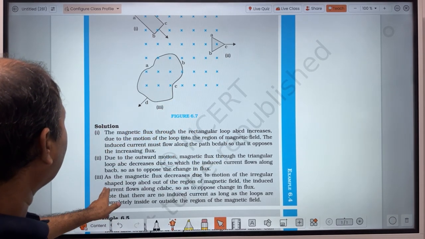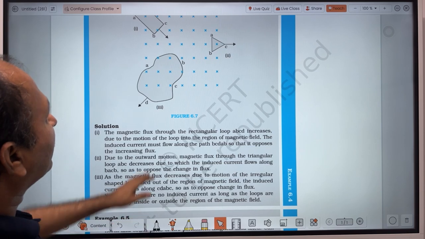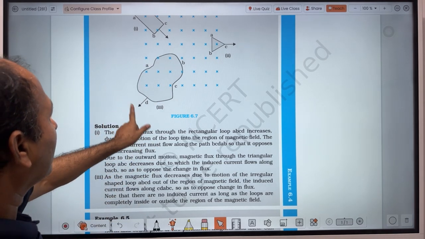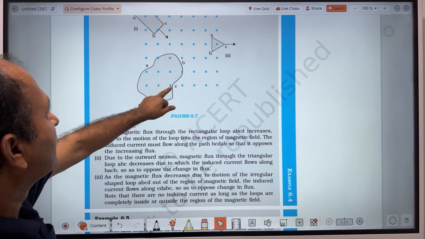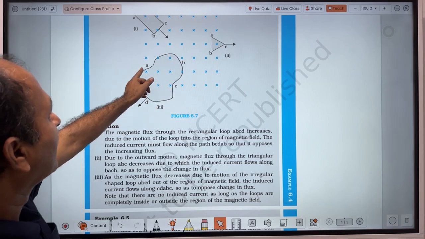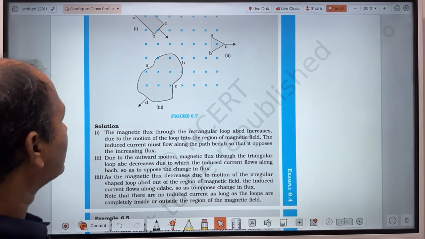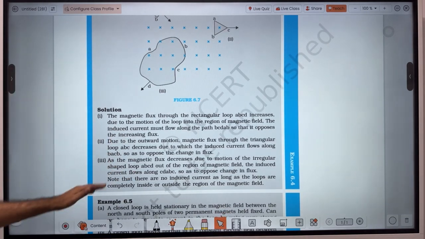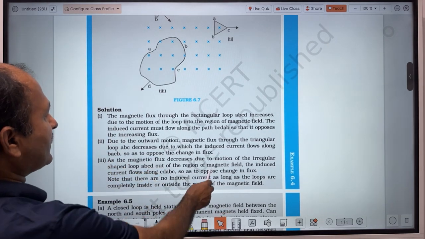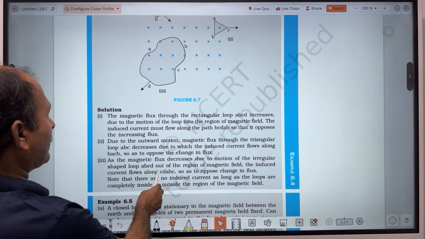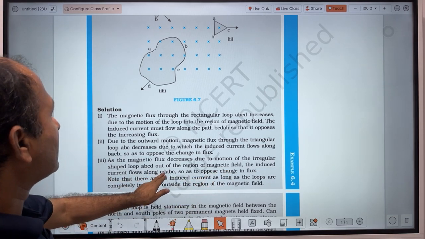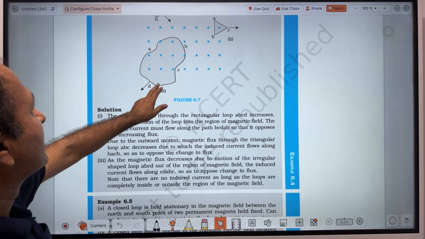And then comes, in this case what happens? You are taking it away. When you are taking it away, then the direction should be DCBA or ABCD. Which one? So as the magnetic flux decreases due to the motion of the irregular shaped loop ABCD out of the region of the magnetic field, the induced current flows along CDABC.